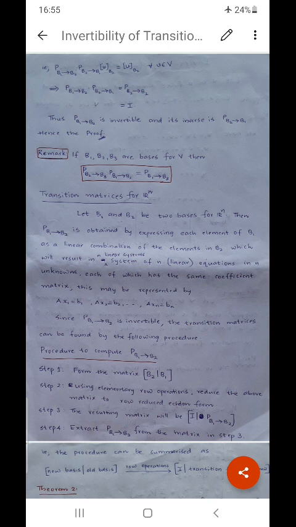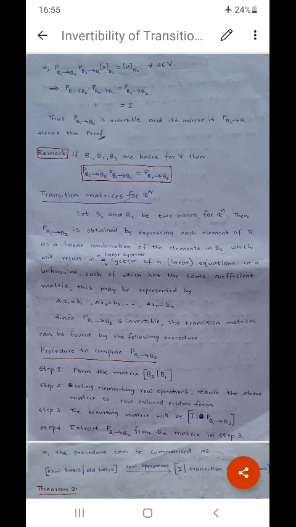And this may be represented as Ax1 equal to b1, Ax2 equal to b2, etc., Axn equal to bn. Then P from B1 to B2 is invertible. Therefore, the transition matrices can be found by the following procedure. We follow a 4-step procedure.